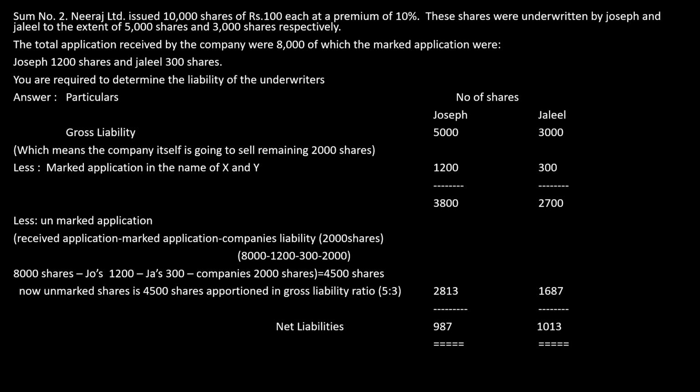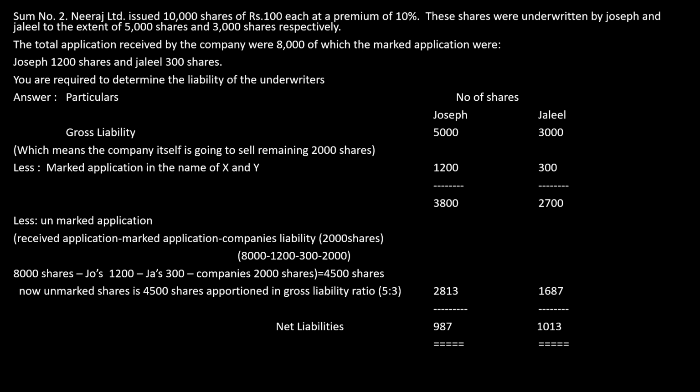Now, we are supposed to subtract the unmarked application. Let us find what the unmarked application is. Out of 8,000 shares received, that includes 1,200 of marked application of Joseph and 300 shares of Jalil. Now the company's responsibility of 2,000 shares is also subtracted from the received application. The remainder after subtracting these three will be 4,500. Now this 4,500 shares will be called the unmarked application.